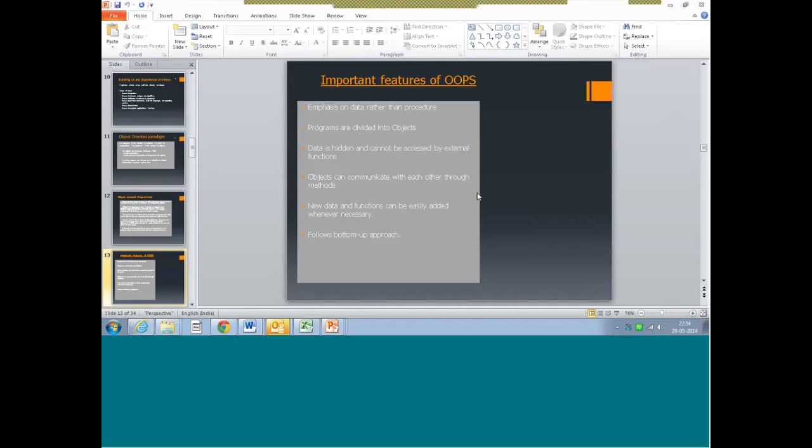Now let's go a little deeper into this concept. I'm sure now there is a lot more clarity in your head about object and class. I can assure you that. But let's look at the features there. In procedure world, the focus is on steps. In object world, the focus is on the data.